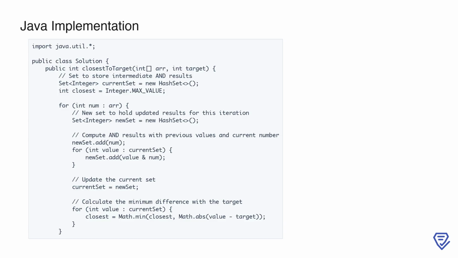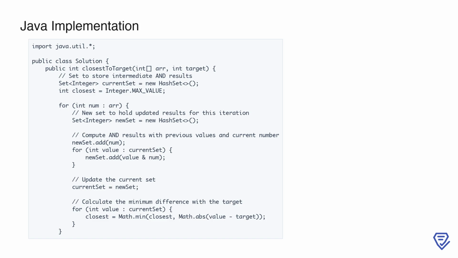Here, we start by importing the necessary libraries and defining the solution class with the method closestToTarget. The goal of this method is to find the value closest to the target by leveraging bitwise AND operations on subsets of the array. We initialize a hash set called currentSet to keep track of intermediate results of AND operations. We also define a variable closest to store the minimum difference between any intermediate result and the target, starting with Integer.MAX_VALUE as its initial value.